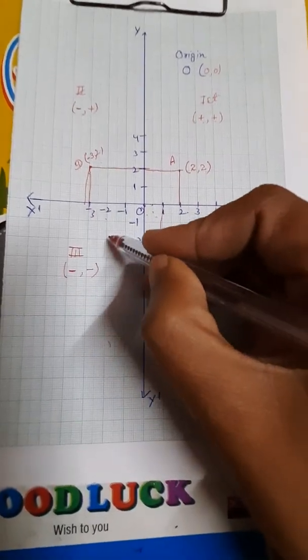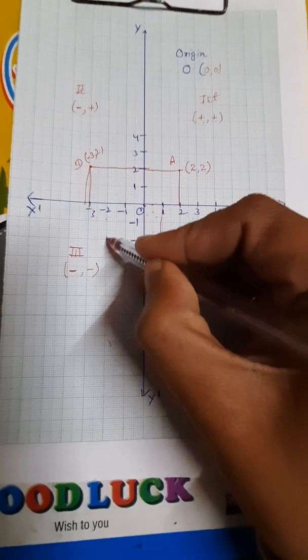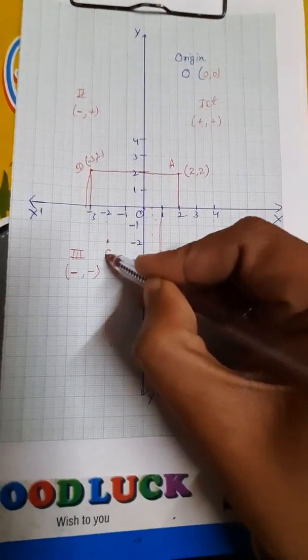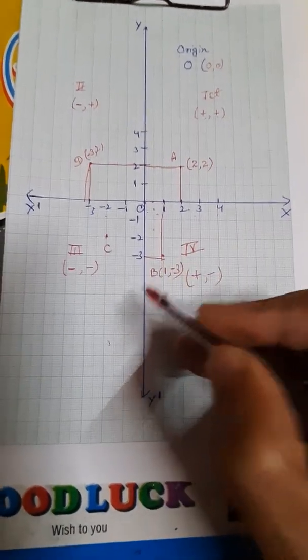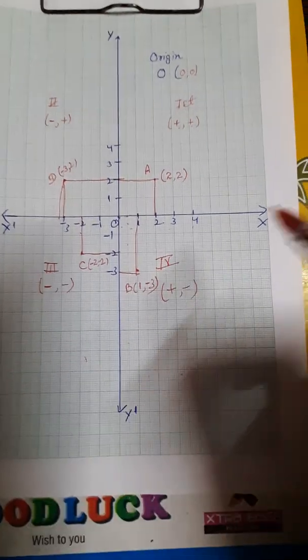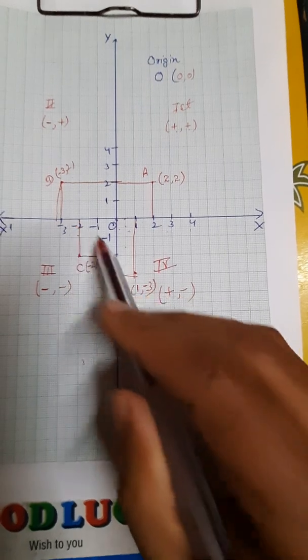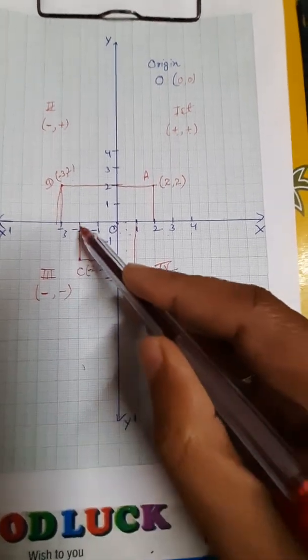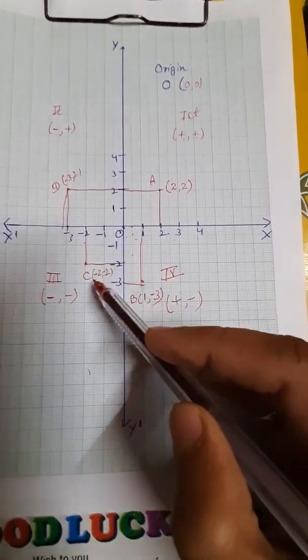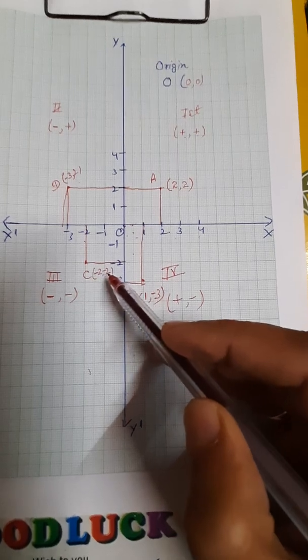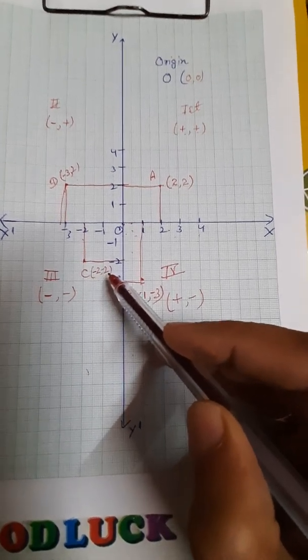Now any other point, see this point, name it as C. Now how will we represent this point? For my point C, the value of x is negative, the value of y is also negative. 2 points, 2 points. So point C is (-2, -2). Value of x is -2, value of y is -2.